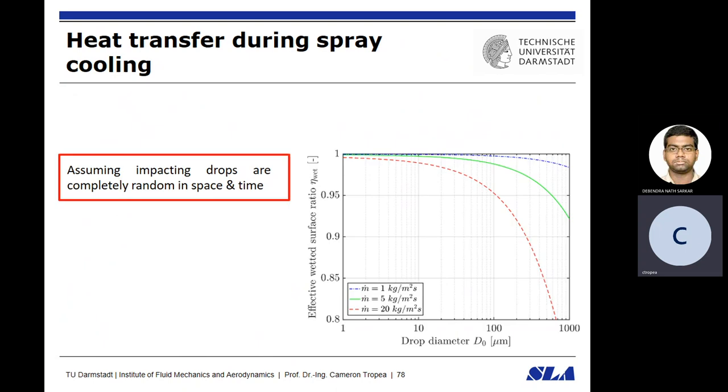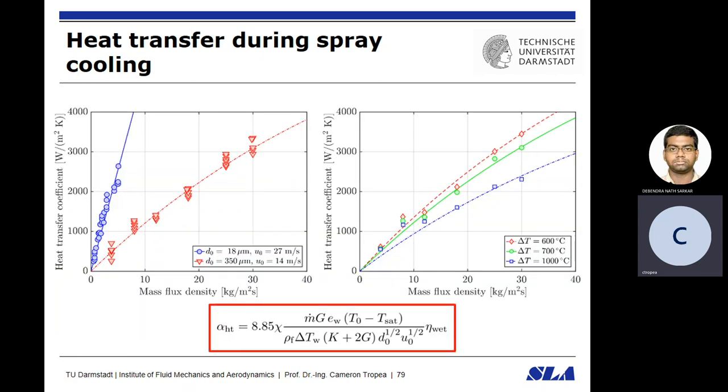And you can look here, this is the effective wetted surface area. If it's one, there's no interaction. And if it's less than one, there's some interaction. And this is for like 20 kilograms per square meter per second. This is more than you would find in a steel mill for quenching hot rolled steel. I mean, that's huge. Or in hot forging. And so it's basically one.